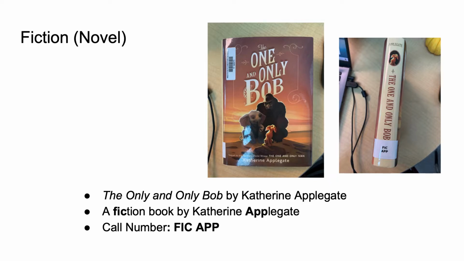So the first one I touch on is the fiction books. I like to use the one and only Bob for this. I explain to students that this is a fiction book by Katherine Applegate, and they're going to notice that the call number comes from Fic, meaning fiction book, and then the first three letters of the author's last name. So Applegate, which turns out to be APP.